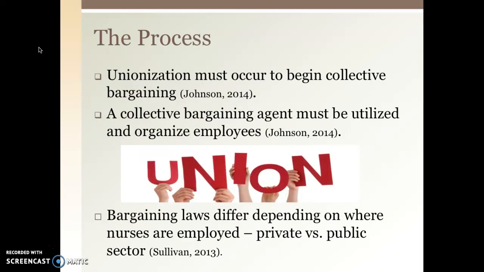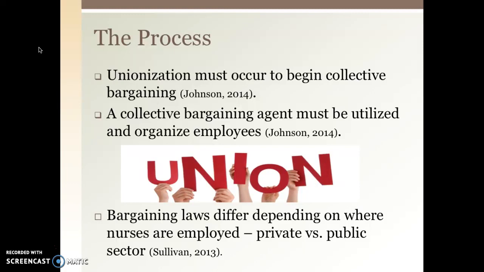In order to utilize collective bargaining, a union needs to be in place. After the union is formed and certified, which we'll explain a little bit more in the next slide, the bargaining process of negotiations can begin between nursing and management. Collective bargaining is headed by an agent who is an appointed employee staff nurse.